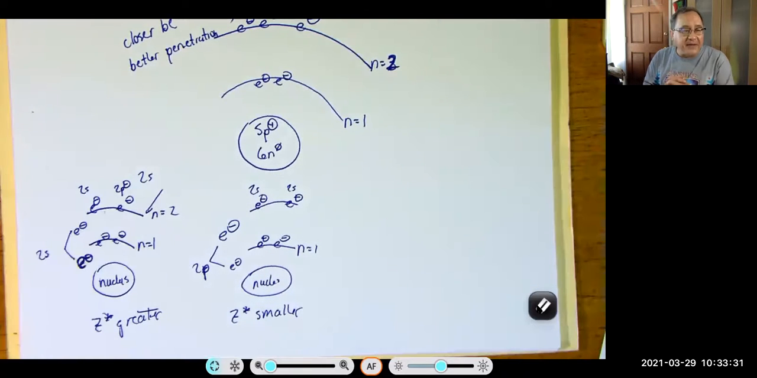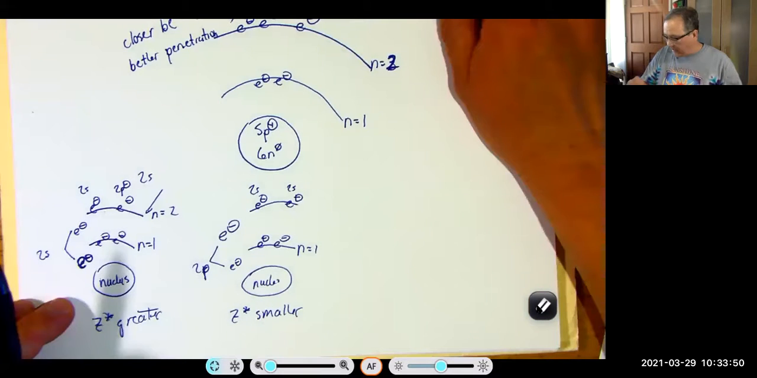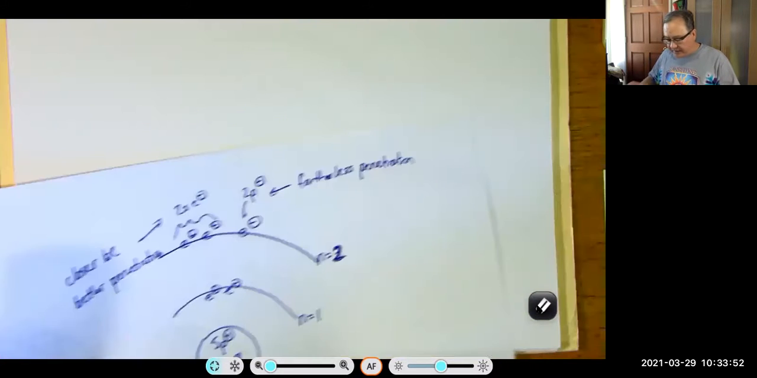And who's going to be able to get inside the screening first, the 2s or the 2p? Well, the 2s, because its probability is greater closer to the nucleus because of that little extra hump it has at the beginning. Okay, so that's effective nuclear charge.